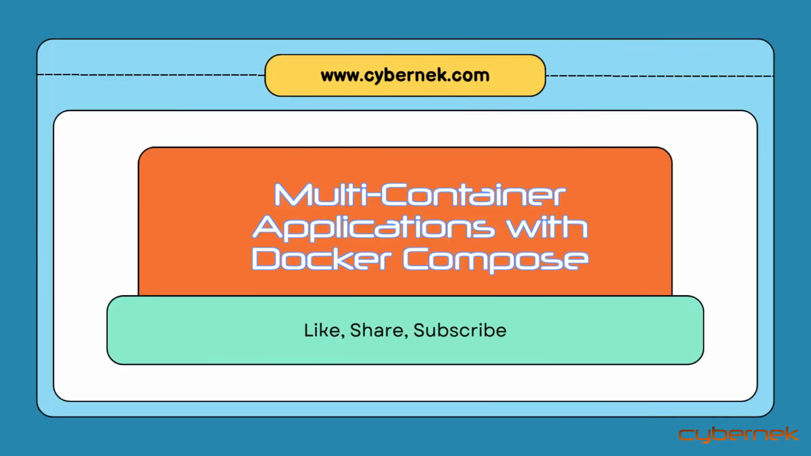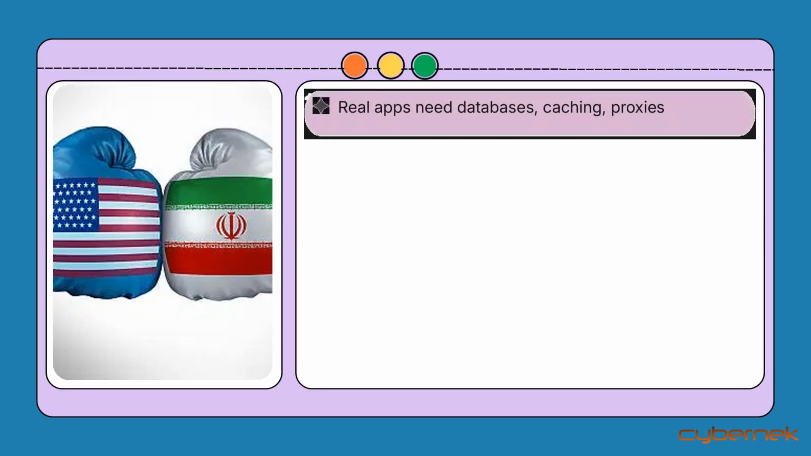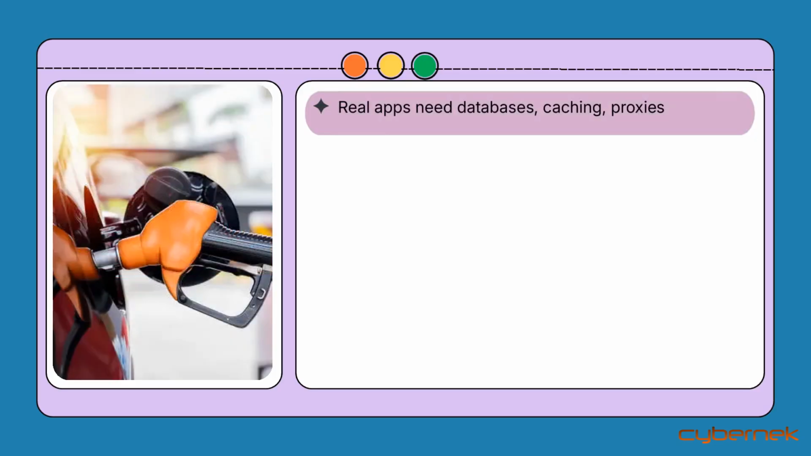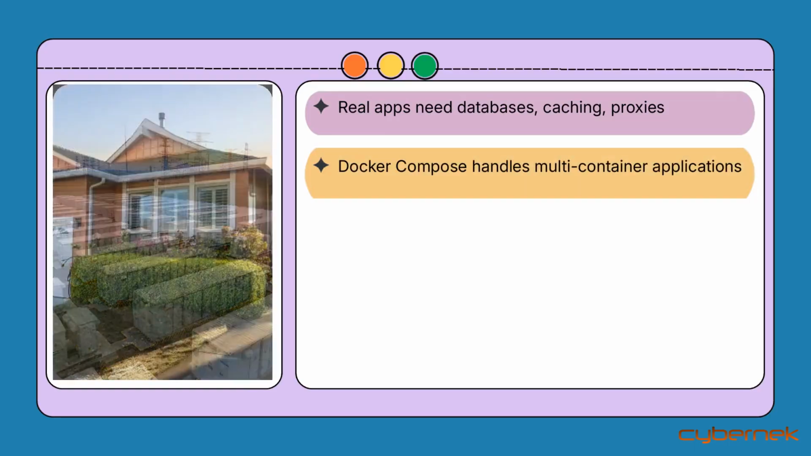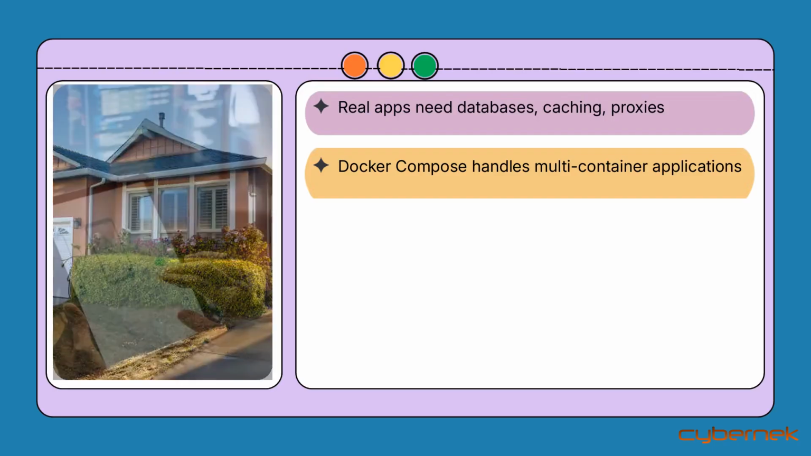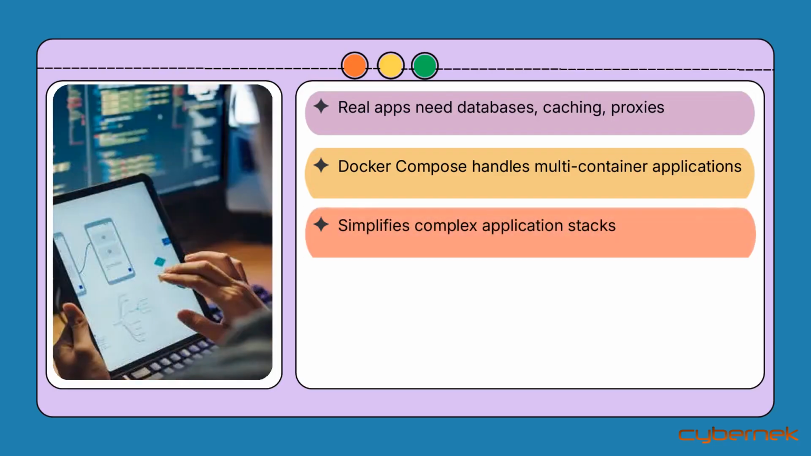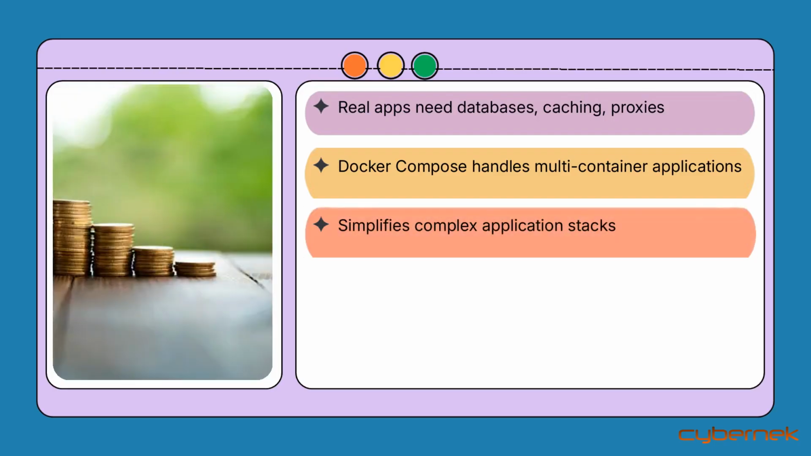Multi-container applications with Docker Compose. Real applications rarely exist in isolation. You probably need a database, maybe Redis for caching, and perhaps a reverse proxy. Docker Compose lets you define and run multi-container applications with ease.